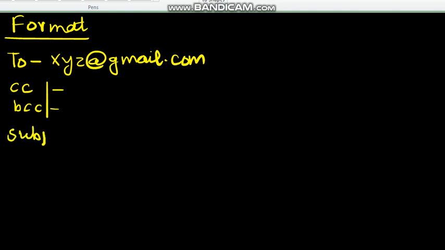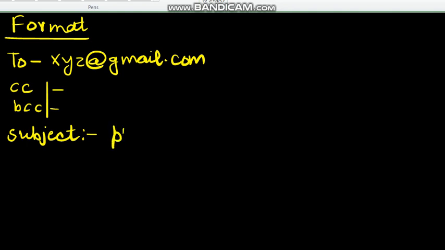Then you'll write the subject. Now there is one thing very special about email writing. Since all of this is in electronic mode, we do not follow any particular format of leaving a line, but we should at least know the order in which we are writing. So To, CC, BCC, subject and all these things should be learnt.